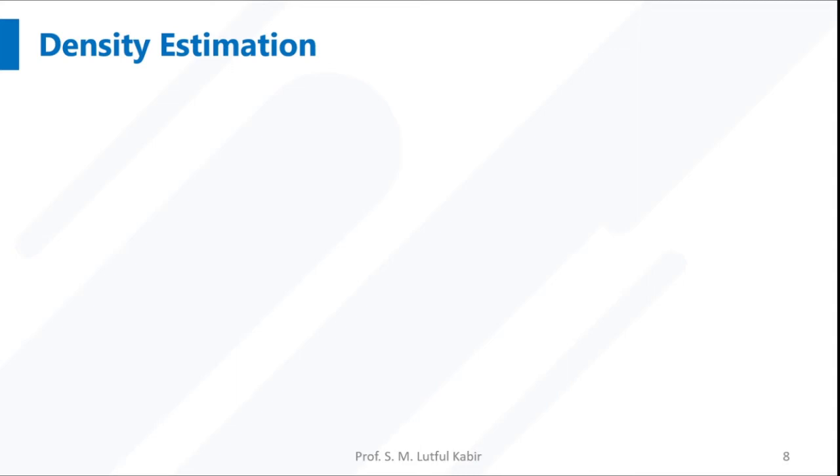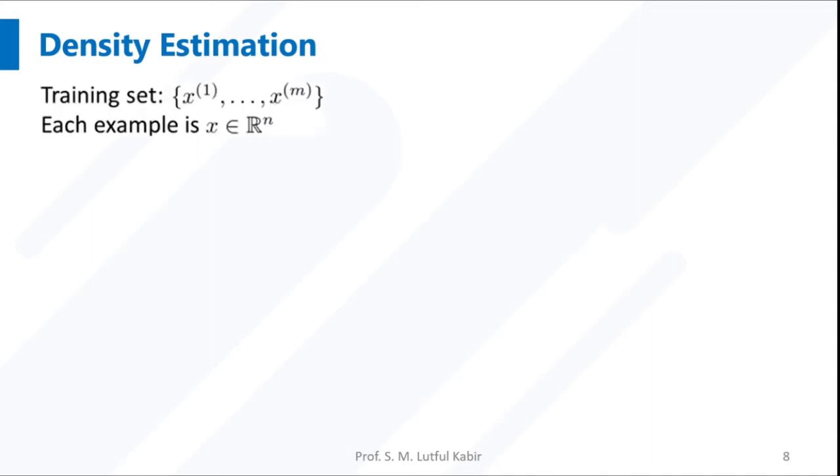Let us discuss the algorithm for anomaly detection. For anomaly detection, you have to calculate the density. You have to estimate the density of an unknown point. So let us elaborate how to calculate the density of a certain point in order to determine whether that point is anomalous or not. Let us assume that you have m number of examples, x1 to xm, and each x is of order n. That means there are n features.